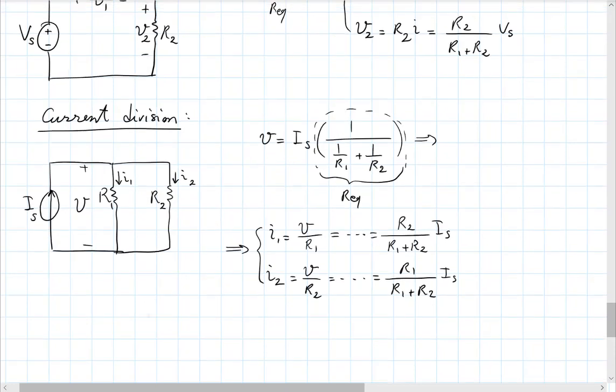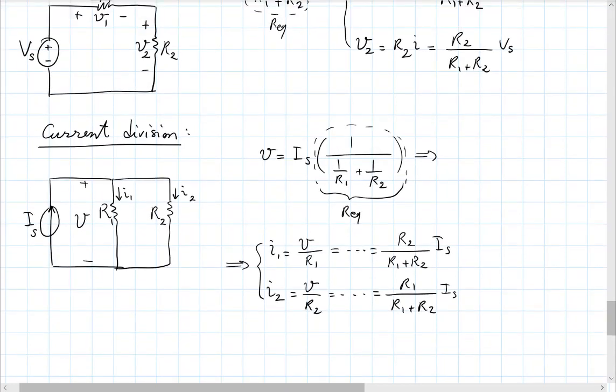I'm going through these quickly because there's no new concept here, really. You can just think of these as examples that you can solve on your own. But I want to make sure for completeness that we have done them.